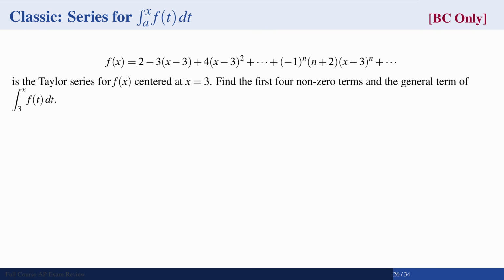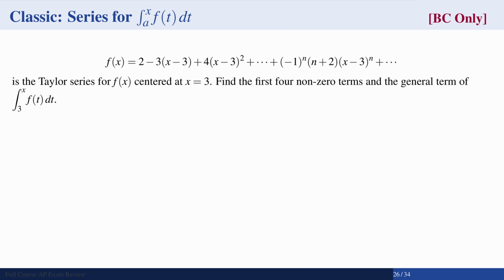All right, another incredibly common thing to do on free response in particular is to find a series for the integral from a to x of f of t dt. So if we are given a Taylor polynomial or a Taylor series for f of x centered at x equals 3, as you can see above, we want to find the first 4 non-zero terms and the general term of the integral from 3 to x of f of t dt. One thing to notice is that the original is centered at 3, and then for this one we are doing the integral from 3 to x.